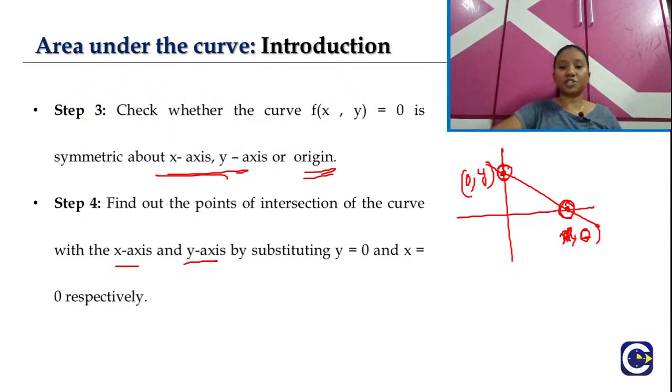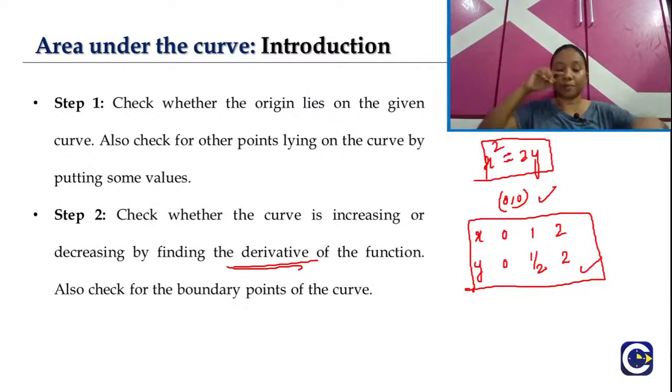As usual, for the previous example also we could do that. If this is my curve x squared equals 2y, and I substitute x equal to 0, I get y equal to 0. So this means it's intersecting directly at the origin itself.